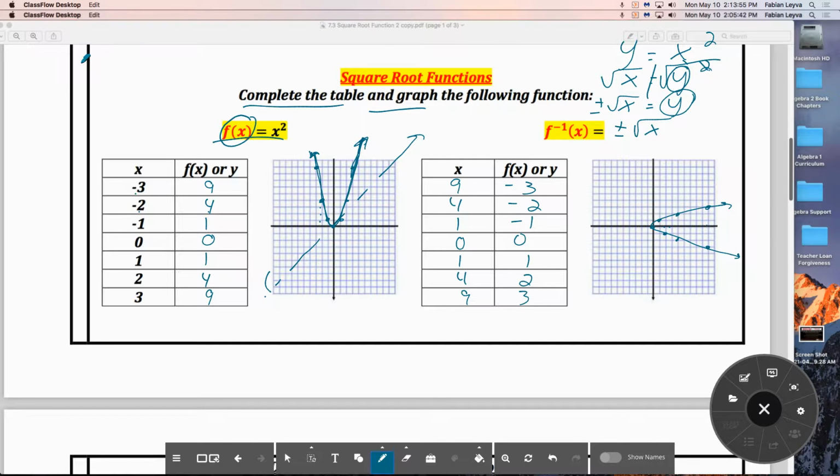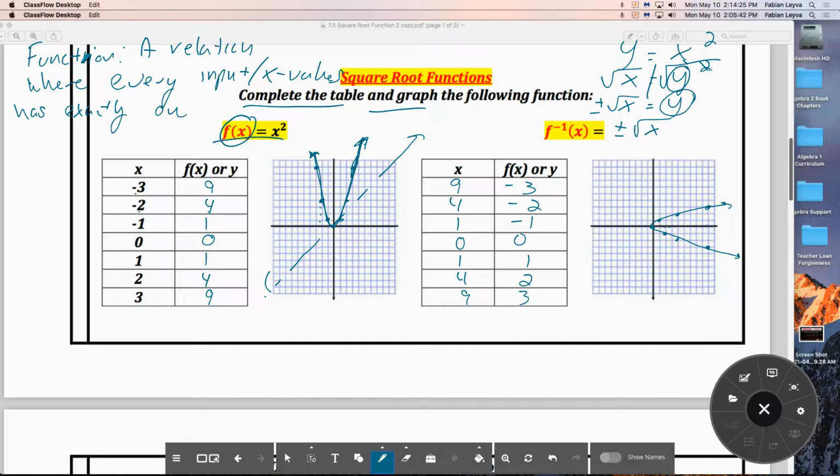Now, does everyone remember what it means to have a function? In order to have an actual function is a relation where every input, aka x value, has exactly one output, y value.